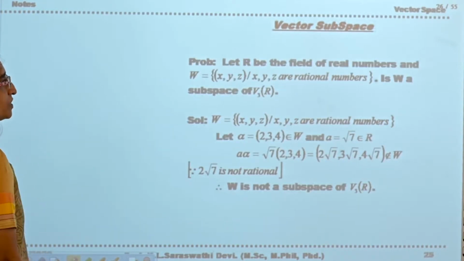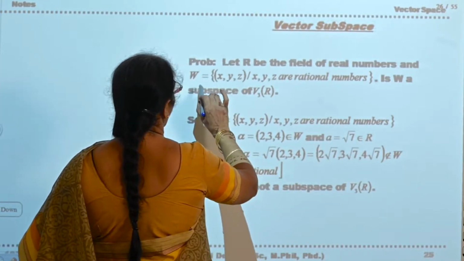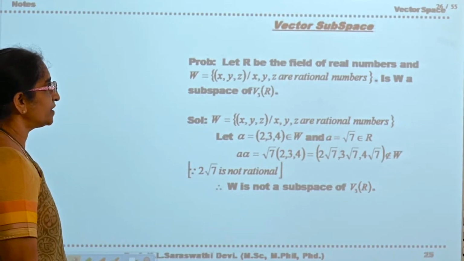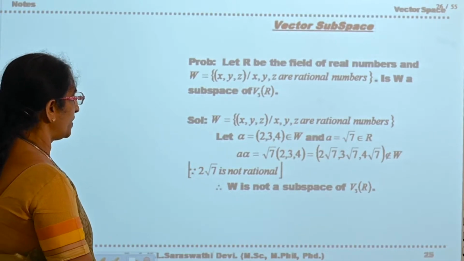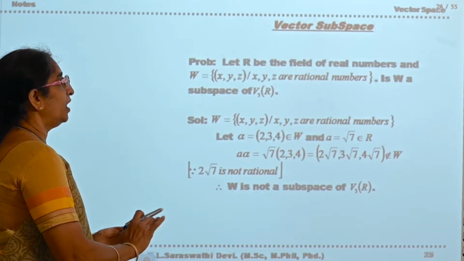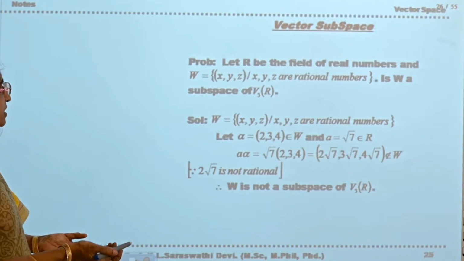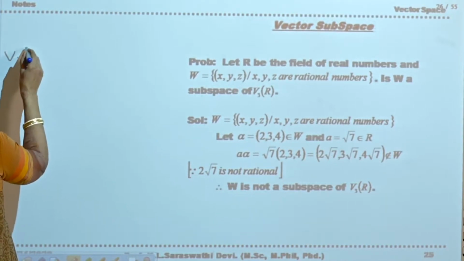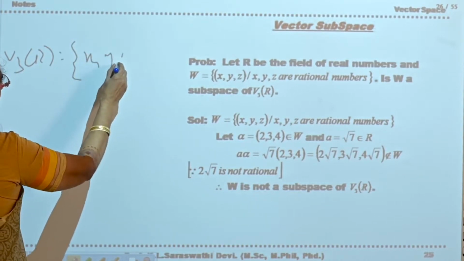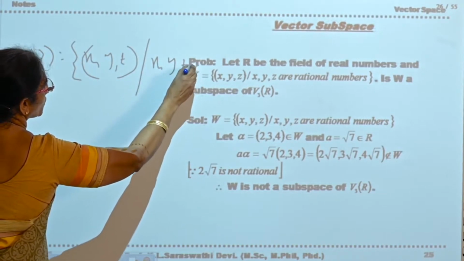Okay. Now, see the next problem. Let R be the field of real numbers and W is equal to x, y, z, where x, y, z are rational numbers. Is W a subspace of V3 of R or not? Okay. Now, see here. R is the field of real numbers. Now, V3 of R means the set of all ordered triads, the set of all x, y, z, where x, y, z belong to R.